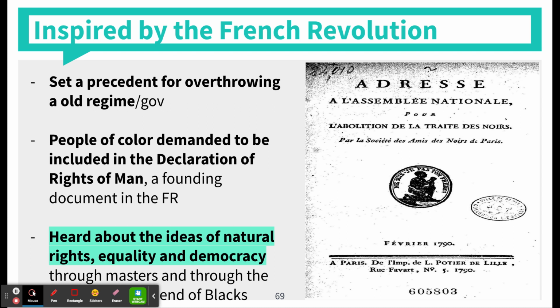And people of Haiti heard about the ideas of natural rights and equality from the people who were controlling them. And they said, we want this too. This is exactly what we want. So the irony is that they wanted exactly what the French people wanted in France. And one of the reasons they did not want to include the free people of color in the Declaration of the Rights of Man, even though they were free, is because the people of France believed it would be a slippery slope to ending slavery.